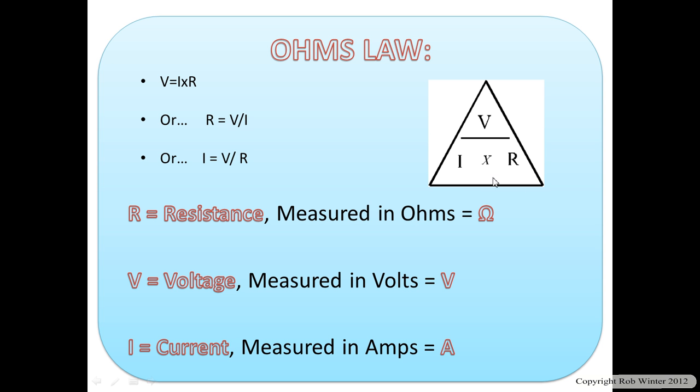Whichever one you want to find out, you cover up, and what's left behind in the triangle is what your equation should look like. So if I wanted to find out volts, I would cover it up, so imagine it's not there. So volts would be equal to I times R. If I wanted to find out resistance, I would cover resistance up as best I can with a mouse, and I'd be left with V divided by I. So R is equal to V divided by I. If I wanted to find out I, then I'd cover that up and it would be V divided by R.